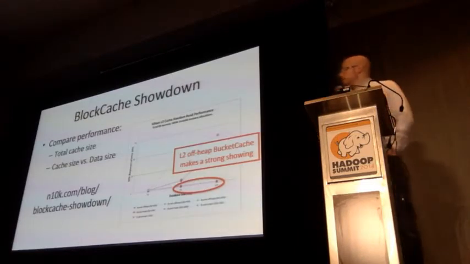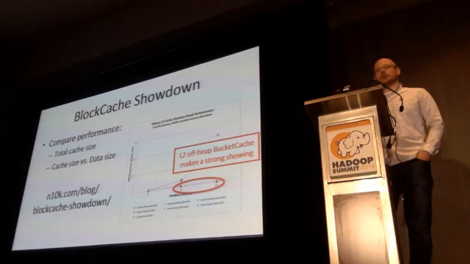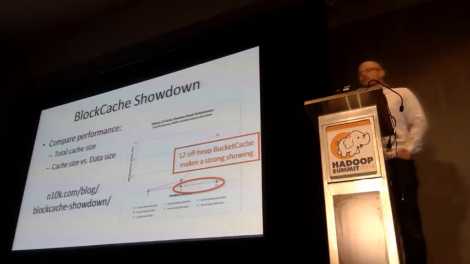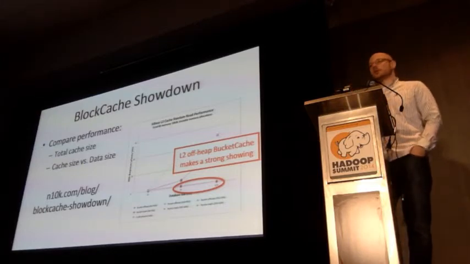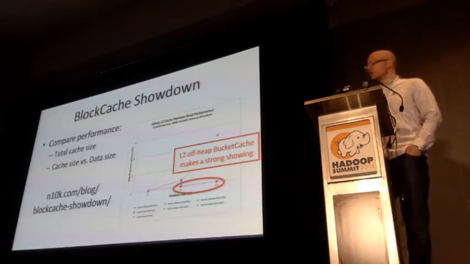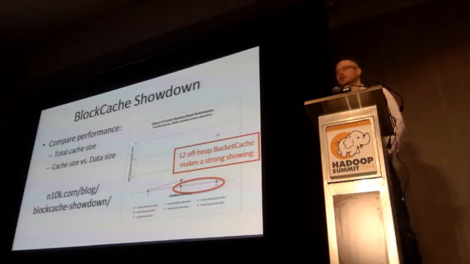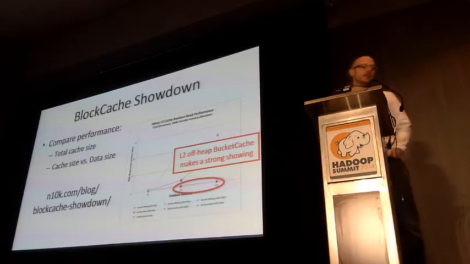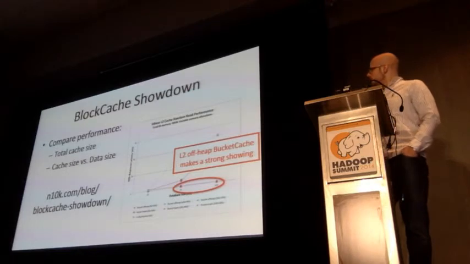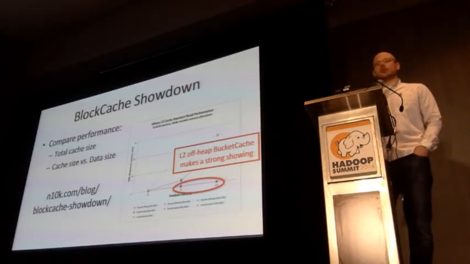So which one should you choose, and when should you run bucket cache, when should you use the default, and why? I did a blog post giving an overview of this sort of thing. I took these different implementations, put together configurations focusing on one versus the other, and ran them through the performance evaluation. There's a good write-up there.